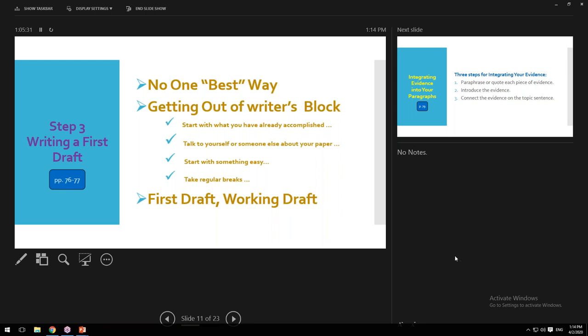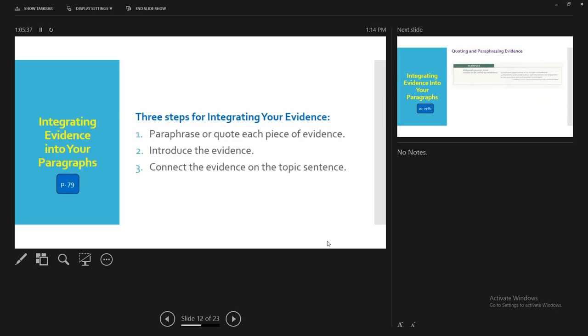So let us move to the second part or second topic of today's session, which is integrating evidence into your paragraphs. And this is very important because, again, as I said, this is the major difference between what you wrote in the previous courses like 111, 112. Okay, so let's go through it together. And again, if you have any questions, please stop me and ask anytime. This is in your book, page 79. So you can look at it if you'd like.